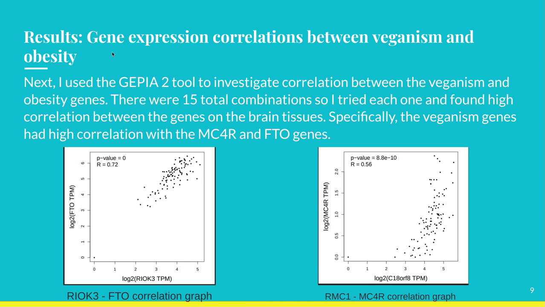These are the gene expression correlations between veganism and obesity. So right here is the RIOK3 and the FTO correlation graph on the brain tissues, and it has high correlation with a correlation coefficient of 0.72. And right here is the RMC1 and MC4R correlation graph across the brain tissues with a correlation coefficient of 0.56.